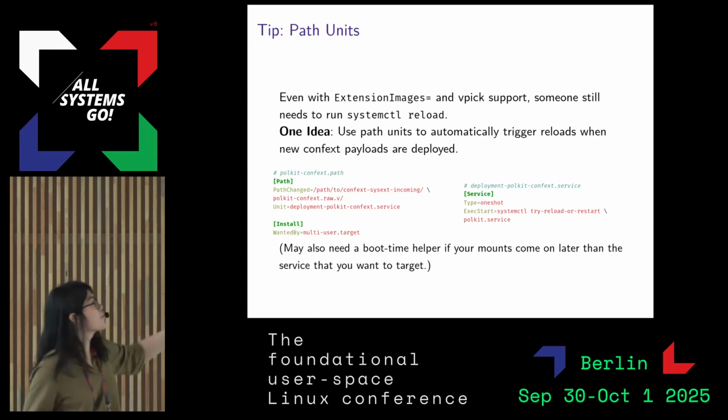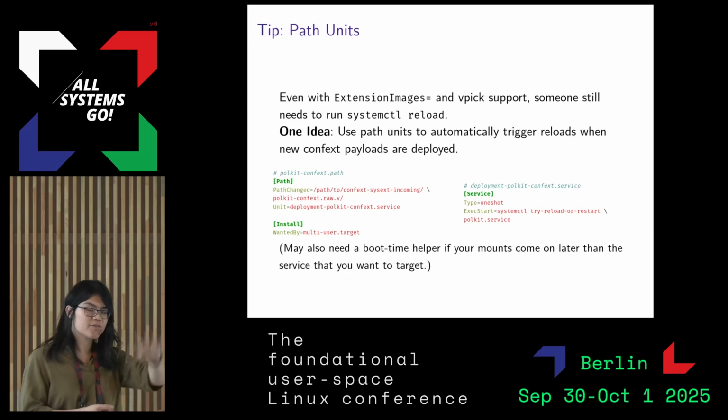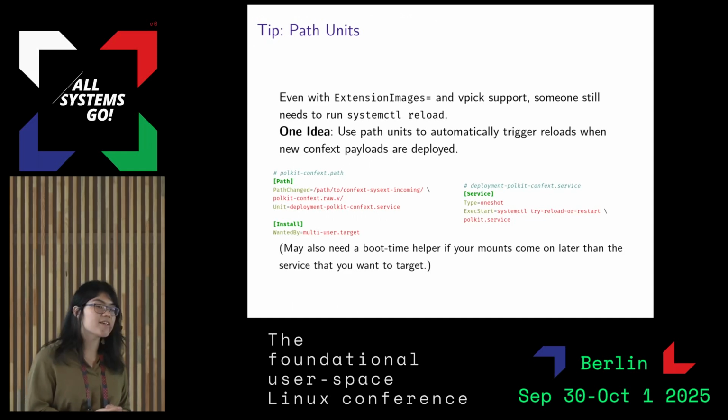You can basically use something like path units to watch over the file system for you, and if it sees a new extension in some predetermined folder, then it will just run reload on it, and then the entire systemctl reload handling code takes over, and it will just reload the extension images under the hood for you.